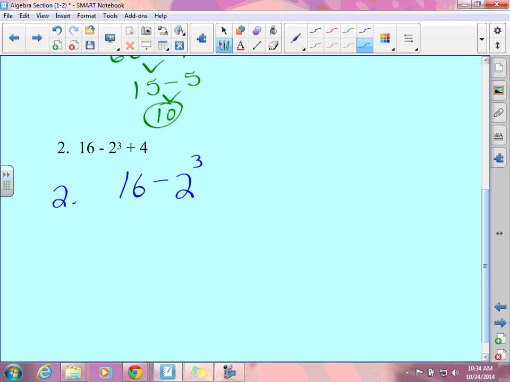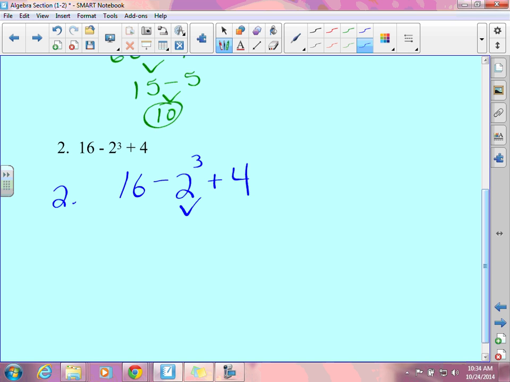Do I have parentheses? No. Do I have an exponent? Yes, I do. It's 2 cubed, right? And what do I get when I do 2 cubed? I see 16, I hear 12, I hear 9, 8. Well, let's take a look at it.